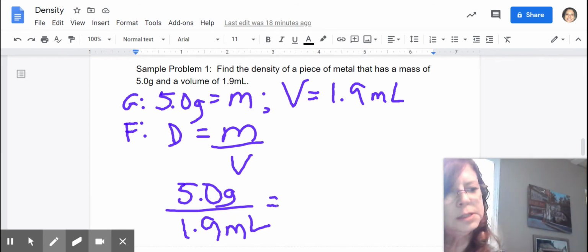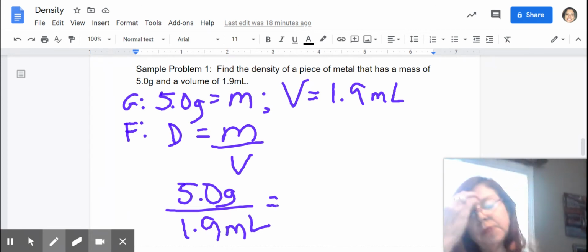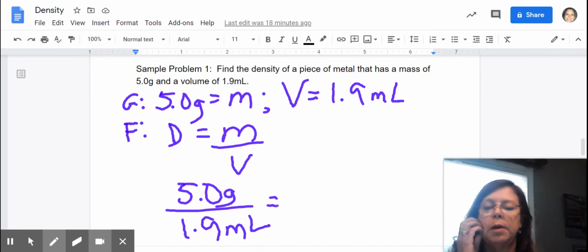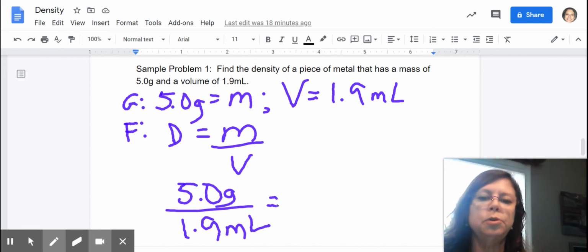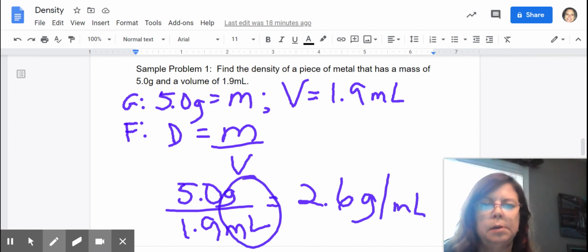You get 2.63157, which is a lot of digits, so it seems real precise. So we're not going to write all those digits down. We're going to round to the least number of significant figures. 5.0 has 2, 1.9 has 2, so we're going to round to two significant figures. 2.6. The units are grams per milliliter. So right there. Okay.